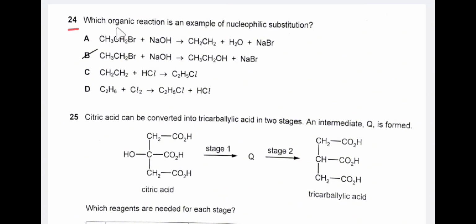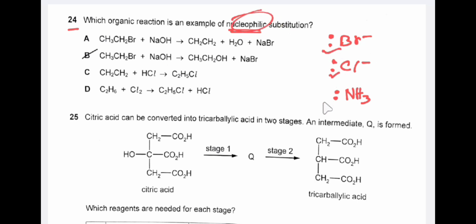Number 24, which organic reaction is an example of nucleophilic substitution reaction? So what is a nucleophile? A nucleophile is any atom or ion or something that contains a lone pair of electrons. So this is a nucleophile, then this is also a nucleophile, but it is not compulsory that a nucleophile has a negative charge, because if we remember the nucleophile ammonia, NH3, it contains a lone pair of electrons. That means the nucleophile mainly contains lone pairs of electrons. So lone pair, lone pair, lone pair.